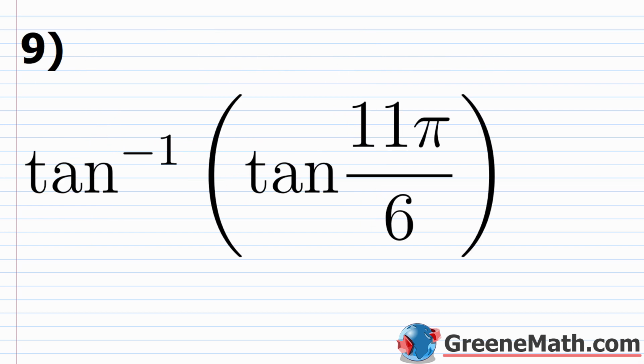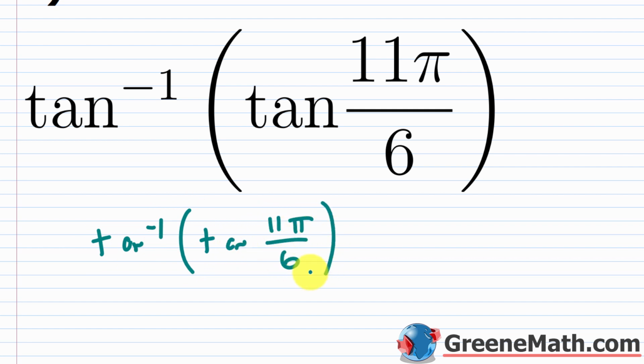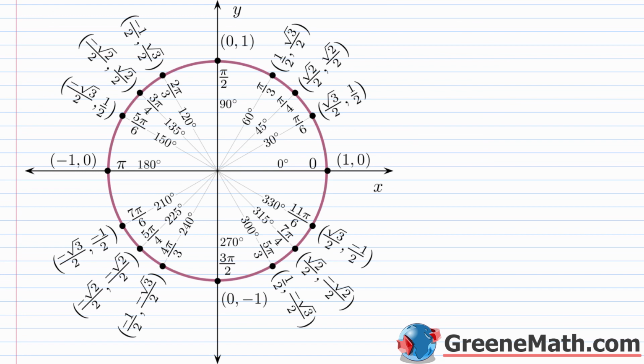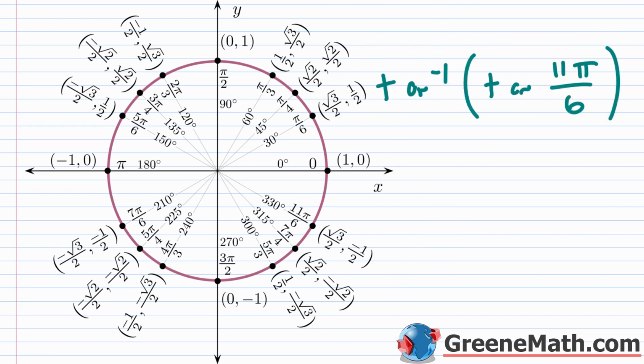So if I come back up here, I need to do some additional work. I need to evaluate this first before I can take the inverse tangent. So let's go ahead and write the inverse tangent of the tangent of 11 pi over 6. And I'm just going to come to the unit circle. And basically, the first thing you'd want to figure out, well, what is the tangent of 11 pi over 6?